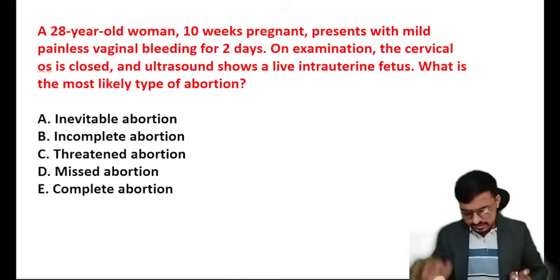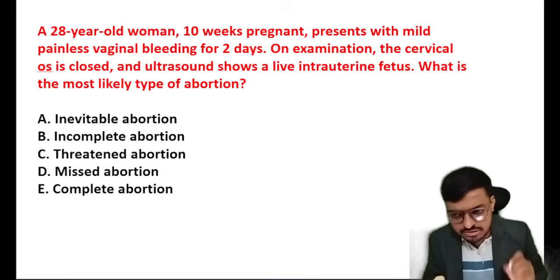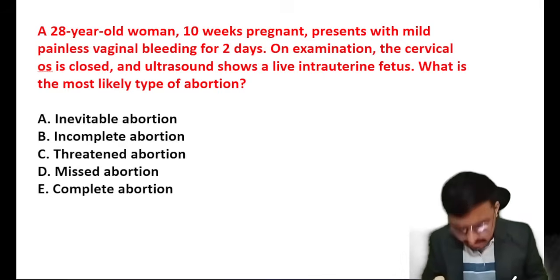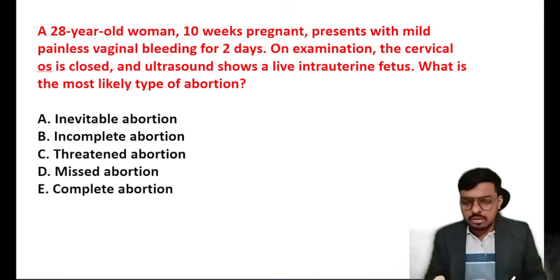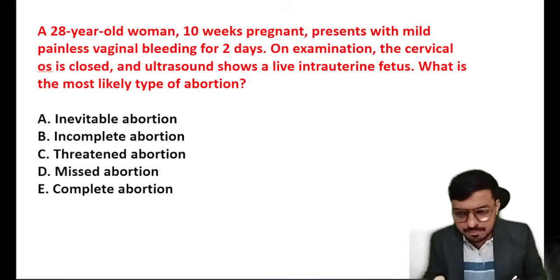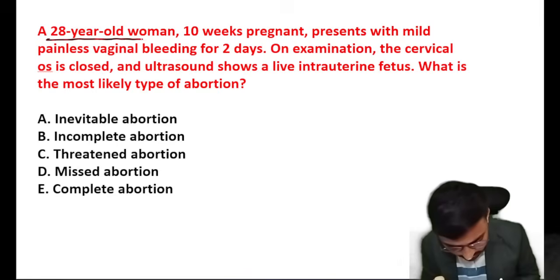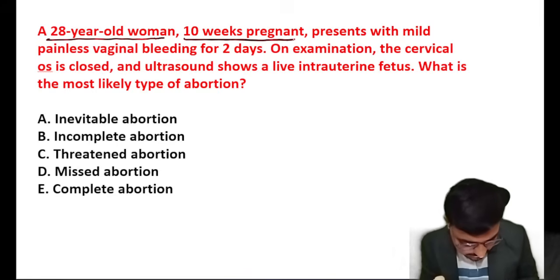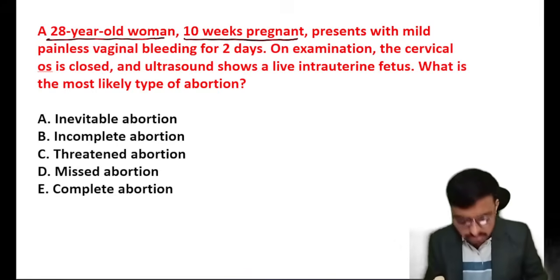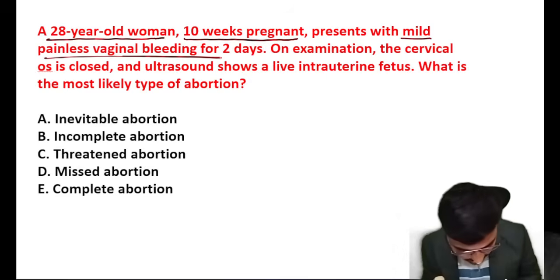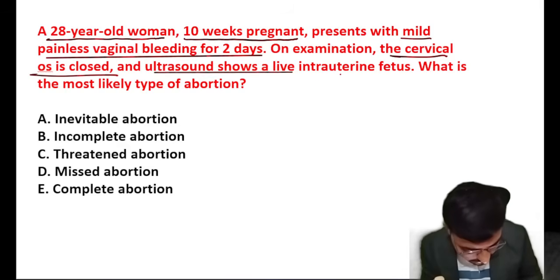And here is a very important question in front of you all. The question is very simple here. A 28-year-old woman with 10 weeks of pregnancy presents with mild painless vaginal bleeding. So what happened here? The 28-year-old woman is having a 10-week pregnancy, and she is presenting with mild painless vaginal bleeding for 2 days. On examination the cervical os is closed and ultrasound shows a live intrauterine fetus.